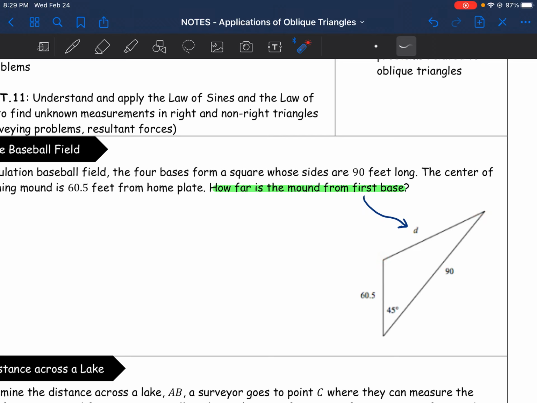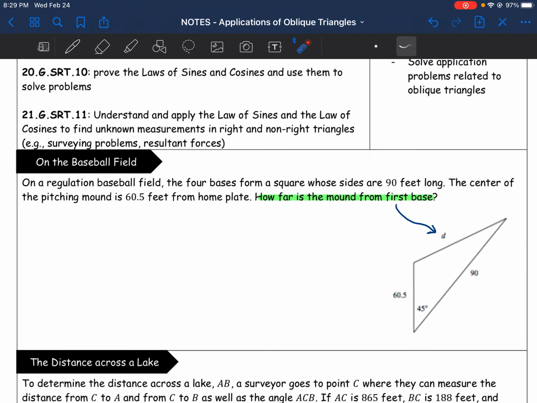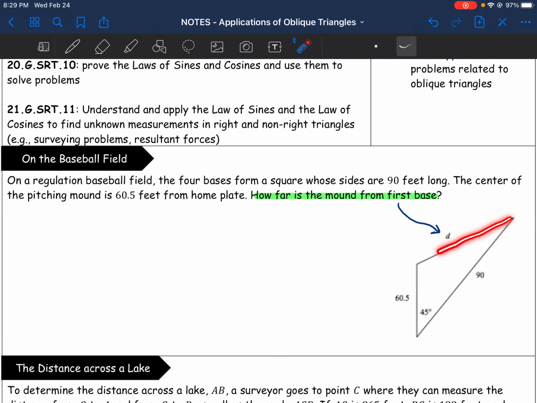Now when we look at the triangle, notice we have a side, an angle, and a side. Since we have side angle side, we need to use the law of cosines to find this side length D. So side angle side, use the law of cosines.